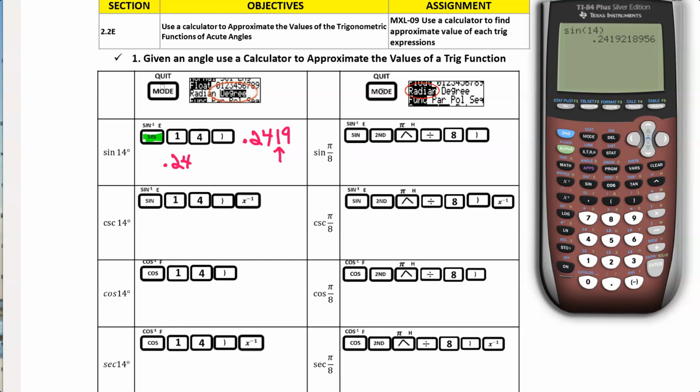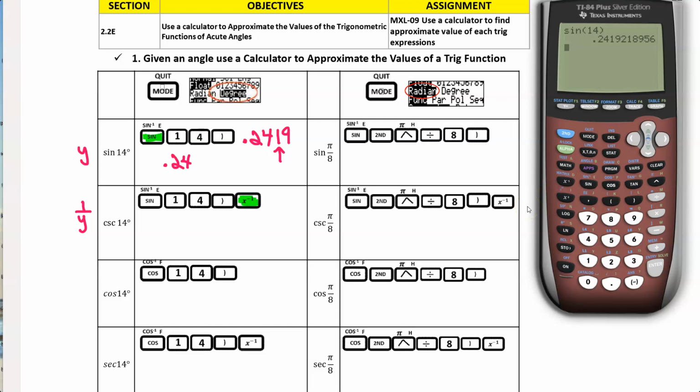Alright, that's the sine. Now we know that the sine is the same as the y-coordinate. The cosecant of 14 degrees is going to be the same as taking the y-coordinate and flipping it. So to flip it on your calculator, you're going to find the key that has x with a -1 on it. That's going to be over here. I'm pointing at it with my cursor. That will flip your answer.